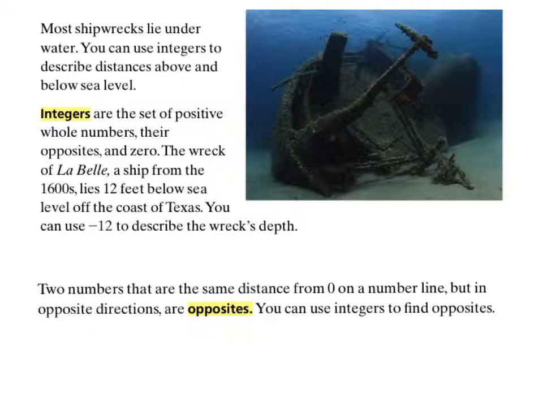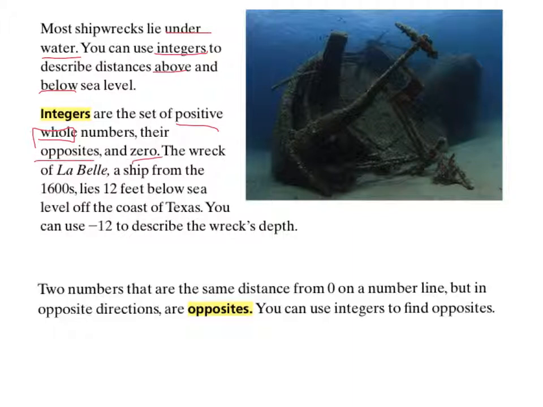Now, most shipwrecks lie under the water. You can use integers to describe distances above and below sea level. Integers are the set of positive whole numbers, their opposites, which are negatives, and zero.